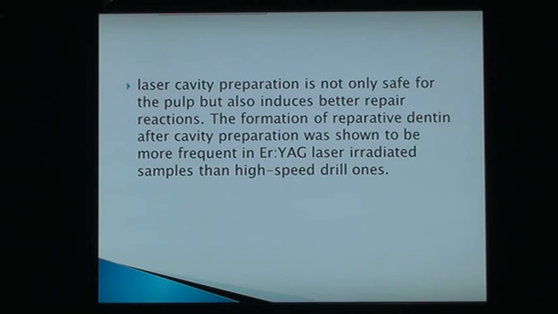Laser cavity preparation is not only safe for the pulp, but also induces better repair reaction. The formation of reparative dentin after cavity preparation was shown to be more frequent in erbium YAG laser irradiated samples than high-speed drill ones.